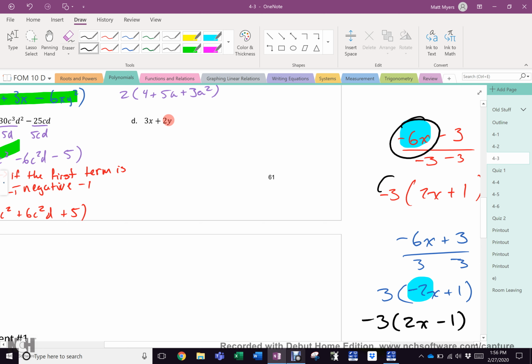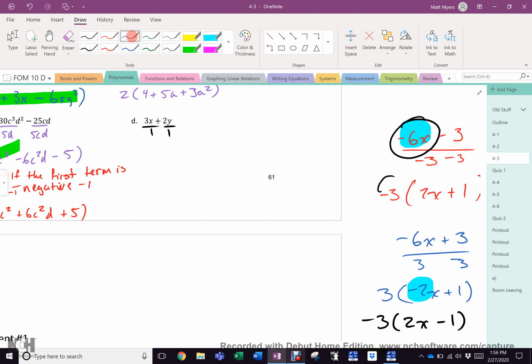So, now listen, please. What if there's no GCF? Like D. What is the only number that is common to 3 and 2? 1. And X and Y aren't common. If we were to divide by 1 and bring it out to the front, I'd have 1 times 3x plus 2y. Would we ever write that? No.